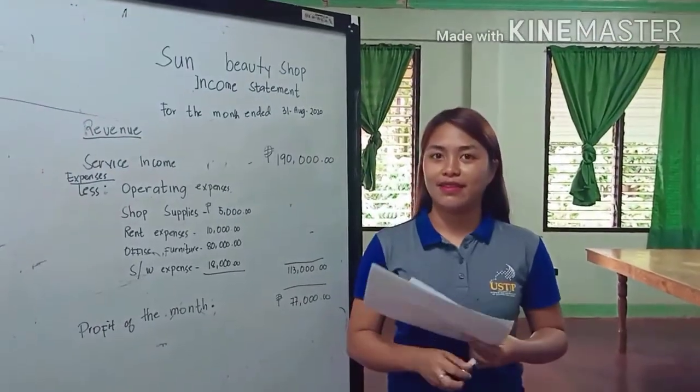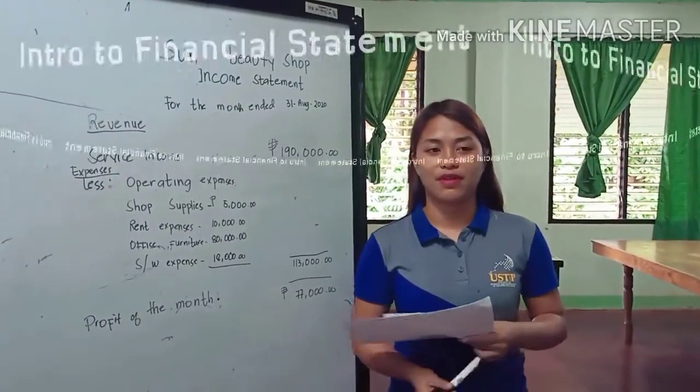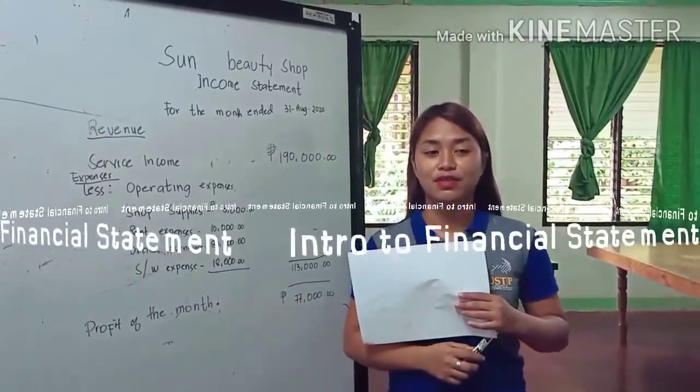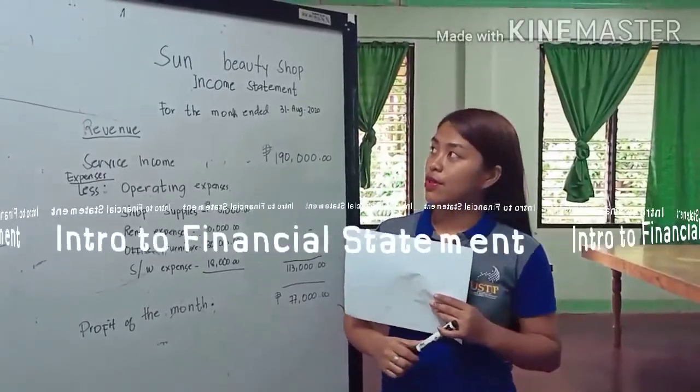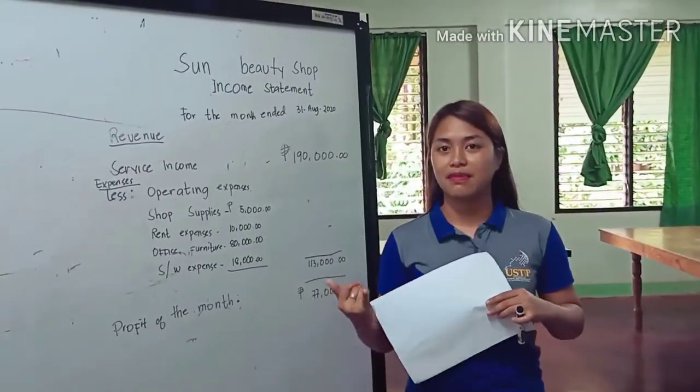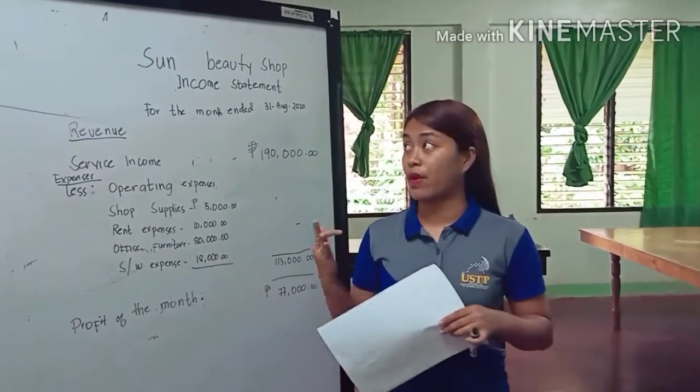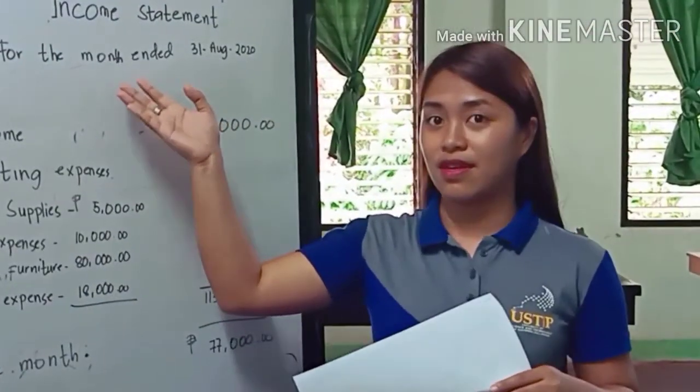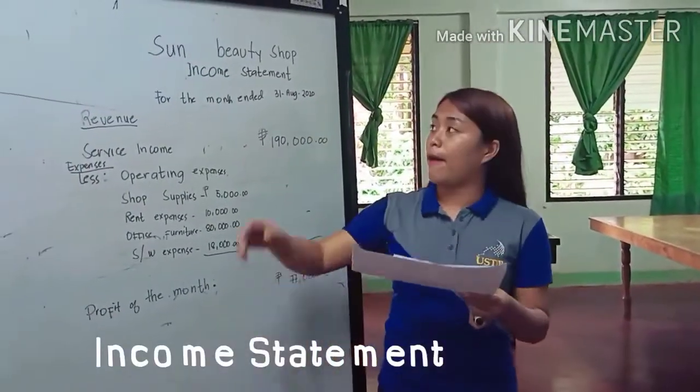Hi, good day everybody. So we'll be going to talk about Unit 2 Lesson 1, which is all about the financial statement. The financial statement is composed of the income statement, the balance sheet, and the cash flow. But first, we need to discuss the income statement.